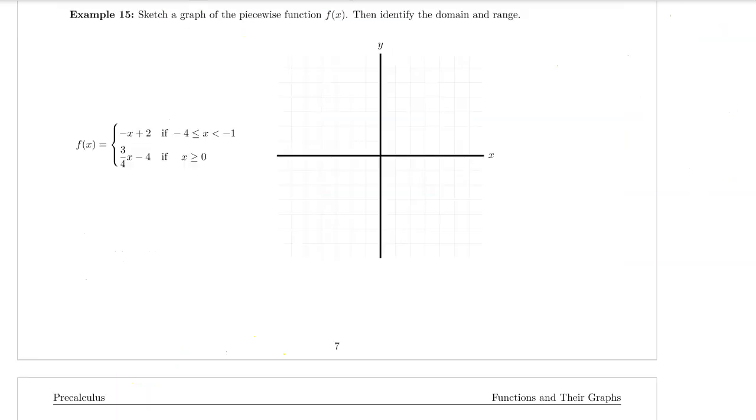Example 15 says sketch a graph of the piecewise function f of x, then identify the domain and range. So we have f of x is equal to negative x plus 2 if negative 4 is less than or equal to x is less than negative 1. And then we have 3/4 x minus 4 if x is greater than or equal to 0. I'm going to start off with the second subfunction here. So we take on that subfunction if the x value we're looking at is positive or 0.